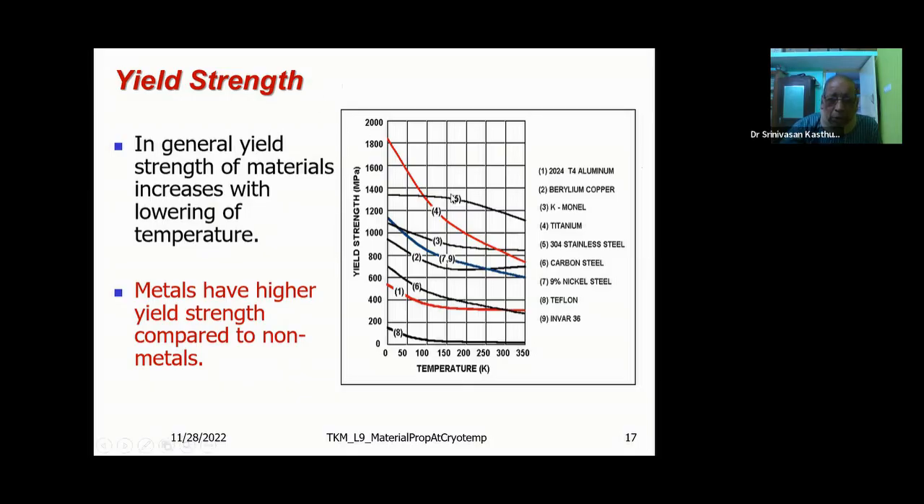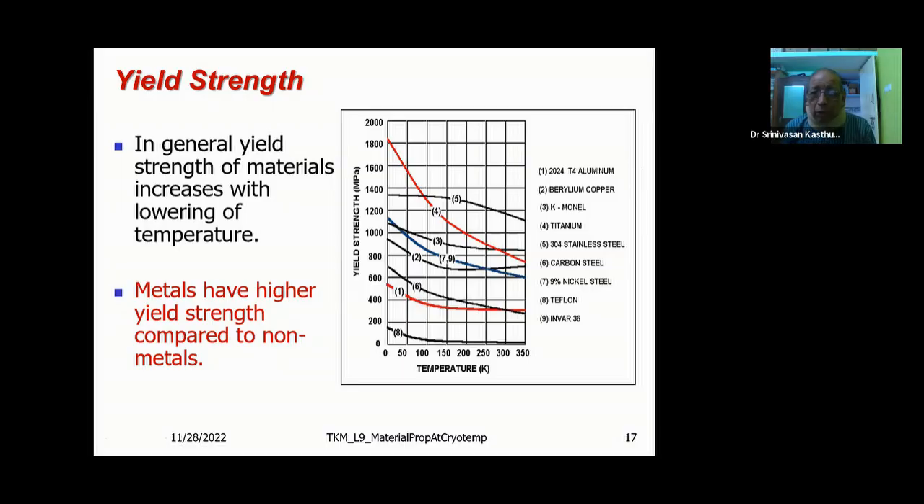Well, now you can see here the strength of Teflon is the smallest. It's very low. That means the strength for this material is very, very poor, but at low temperature, it has a slightly better performance compared to room temperature. That means it will yield much more at room temperature, whereas at low temperature, it has a little resistance to yielding. So yield strength is somewhat higher.